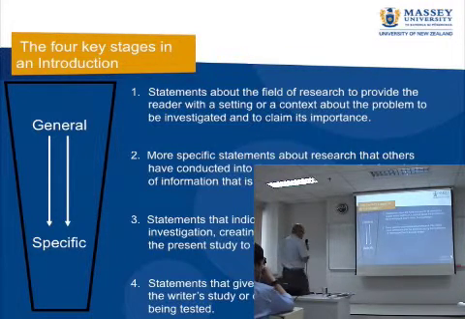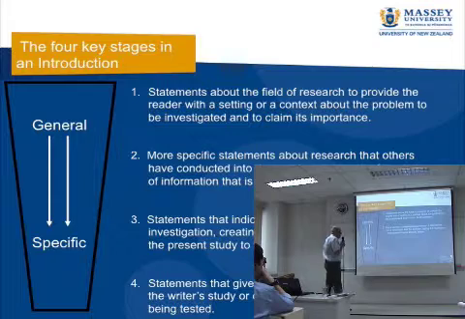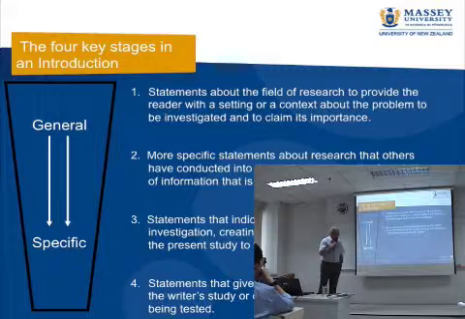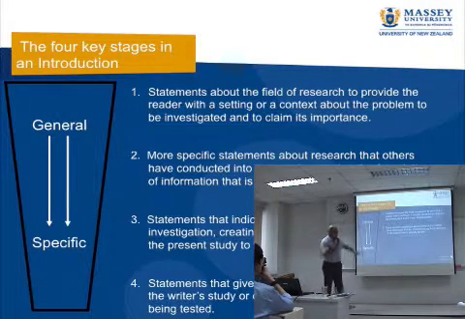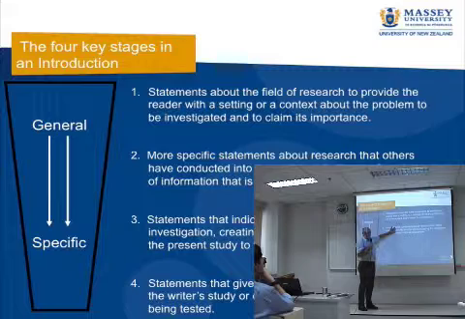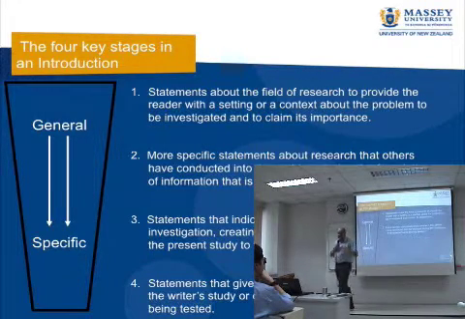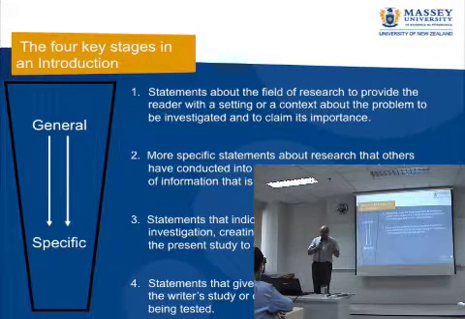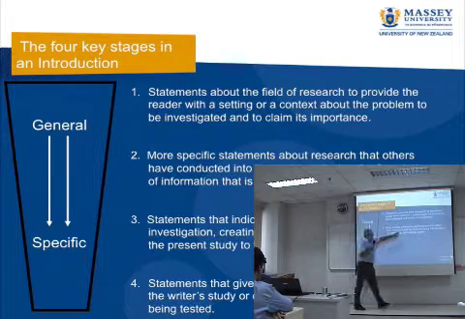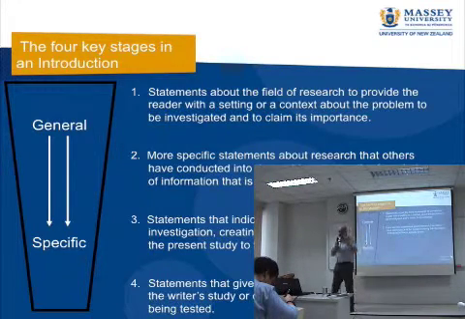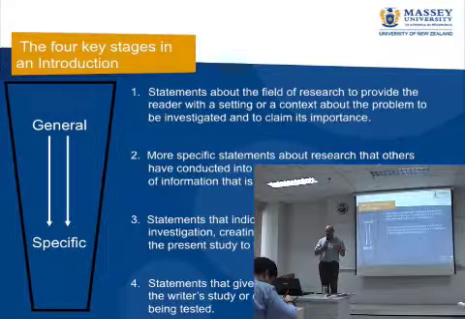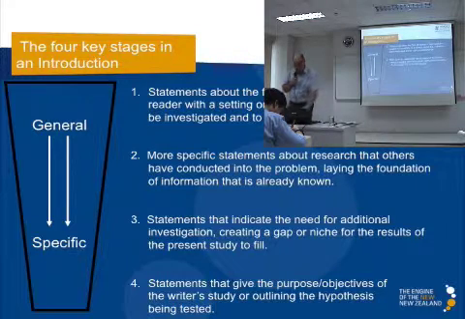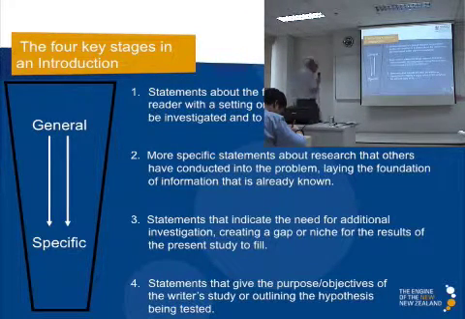Secondly, statements about research that other people have conducted into that particular problem, laying the foundation of information that's already known. So this is your literature survey. What have other people already done in that area of work? What is it that you're going to do, laying the foundation? What is it that you have identified as a gap in the knowledge that will form the basis of your study? How do you summarize everybody else's work to get to that gap?